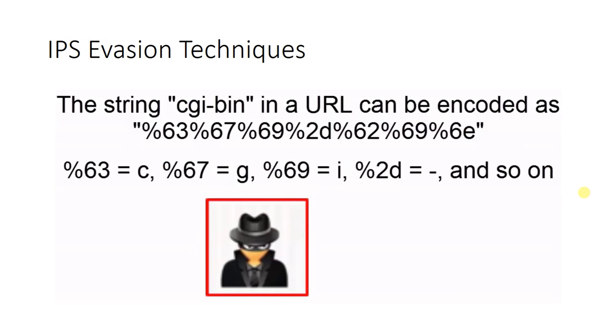Let's look at another example, and you will see there that the string cgi-bin in a URL has been encoded as a string of characters. You see here where C is C, G is G, and I is I, and so on until the entire string is replaced with Unicode.